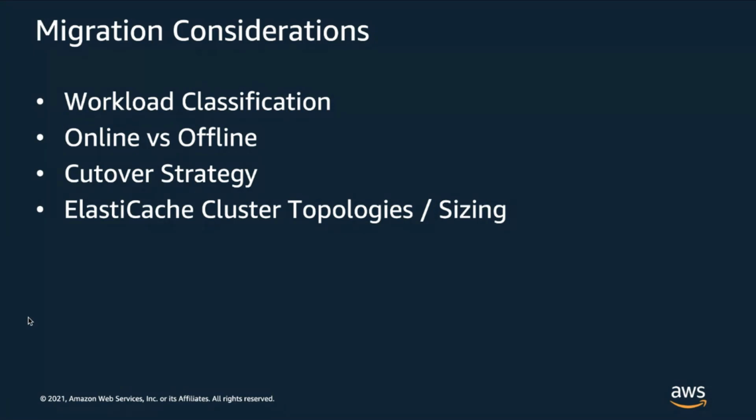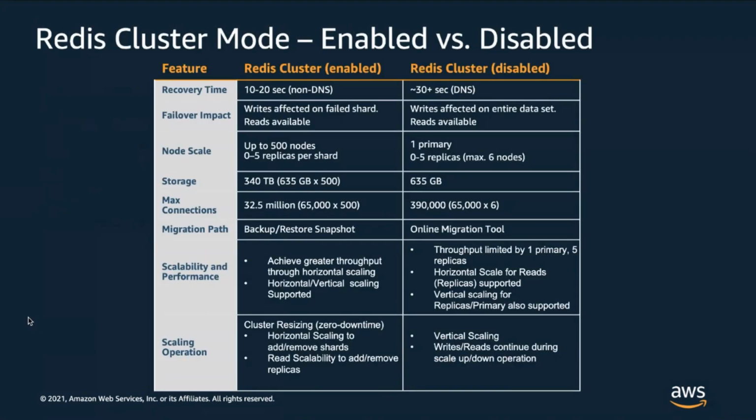You'll also want to plan your destination ElastiCache environment appropriately. Next, we'll discuss some guidelines that can help determine the appropriate cluster size and topology for the workload's performance characteristics. So digging deeper into the available Redis deployment topologies, this is a critical aspect to consider because it will affect which migration options are available to you, as well as the future scalability of your workload.